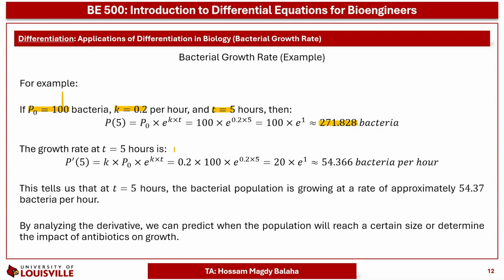And the growth rate at the time will be around 54 bacteria per hour. So this tells you that at 5 hours, the bacteria population is growing at a rate of approximately 54 bacteria per hour. So by getting that number, you can say after 7 hours, I will get that value by multiplying 54 by 7 or 7.5 or 8 hours and so on. So you will get the instantaneous bacterial population at that specific time.